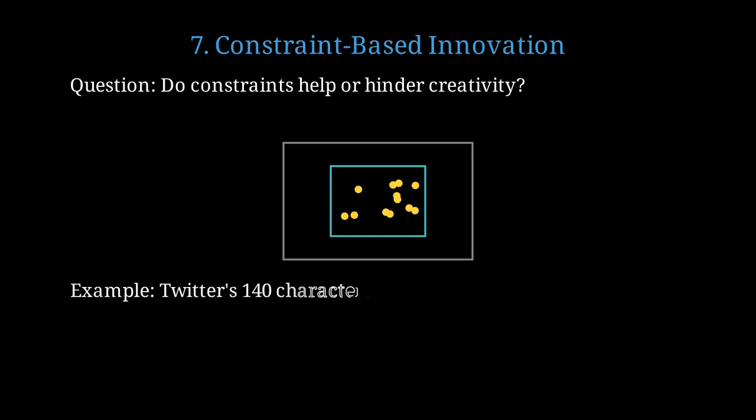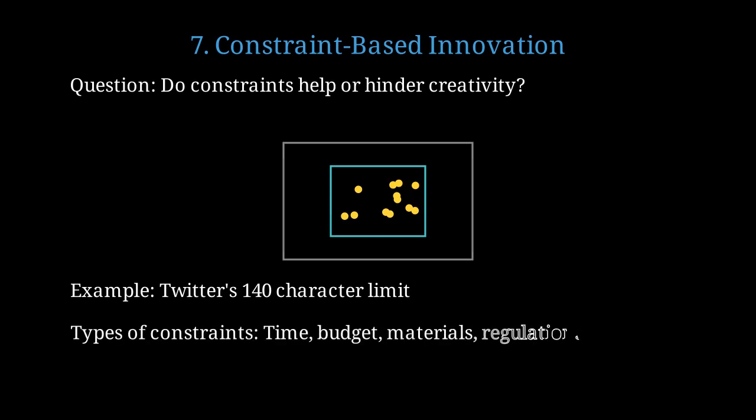Twitter's original 140-character limit forced users to communicate concisely and creatively. Common constraints include time limits, budget restrictions, material availability, and regulatory requirements. Innovation is a function of constraints interacting with creativity to produce novel solutions.